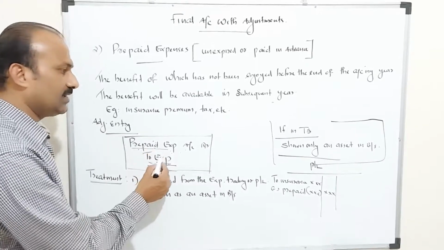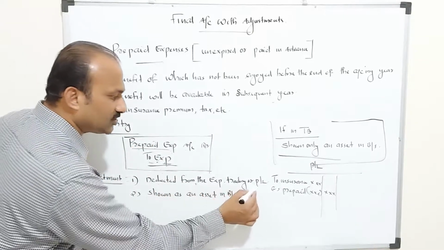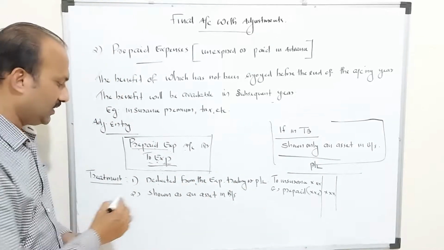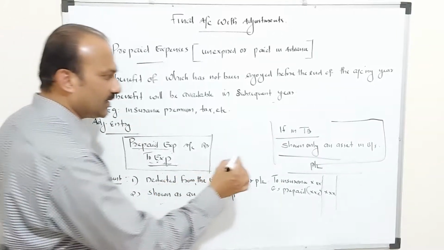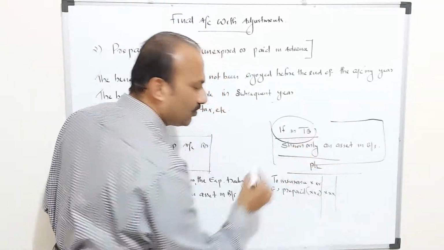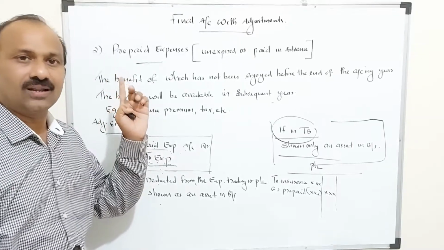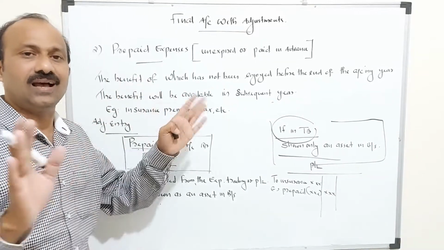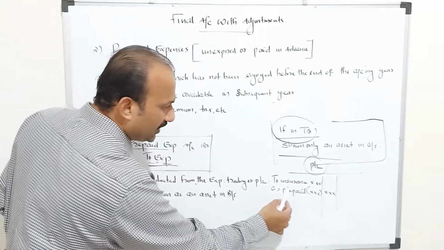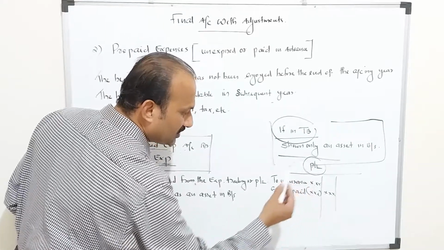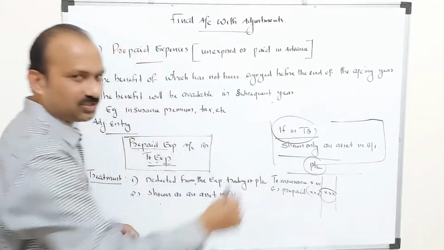So there are two treatments. First, it is deducted from the concerned expenses in the trading or P&L account. Number two, it is shown as an asset in the balance sheet. Second point, if it is given in the trial balance, it is only shown as an asset in the balance sheet, because it is the previous paid in advance, not related to this year. It is advance payment, always an asset only. While preparing the profit and loss account, look at the example: insurance paid is 1,500. How much is the prepaid portion? 500. You can minus it, and only the net amount you show in the balance sheet.